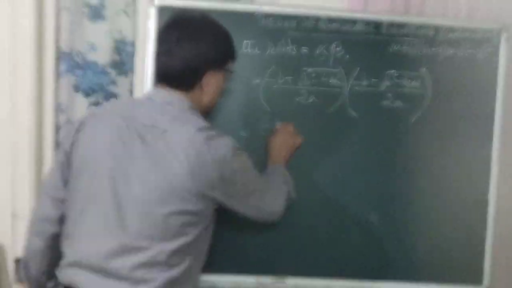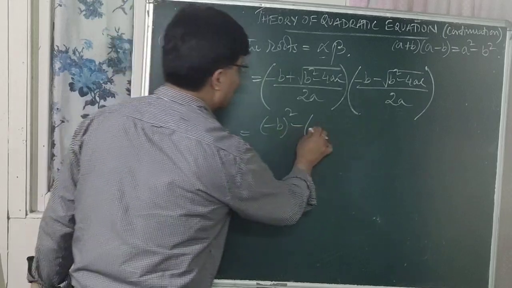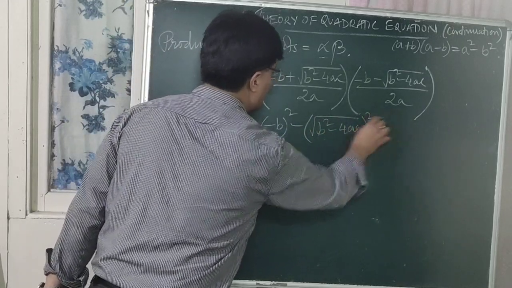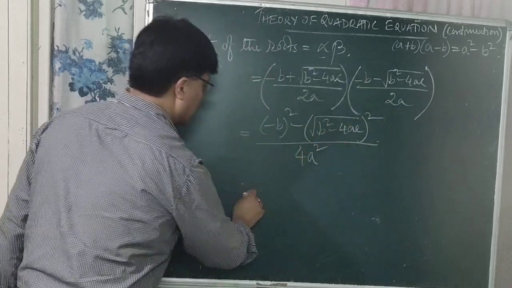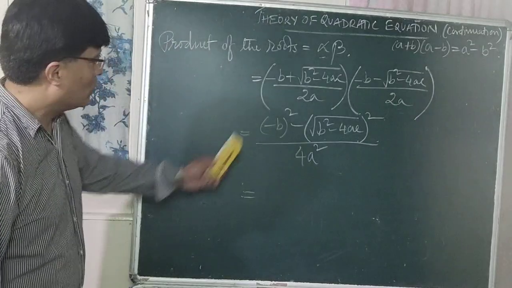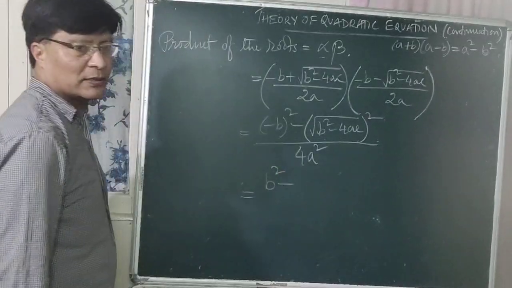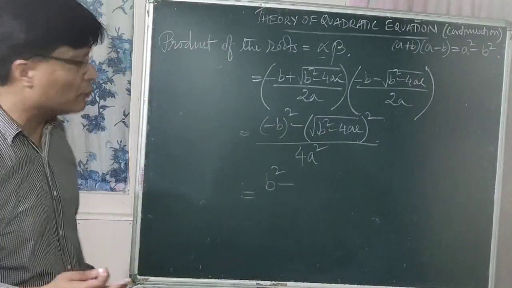So it is a whole square minus b whole square. Minus, what is b whole square? Root over b square minus 4ac whole square, whole divided by 2 into 2a is 4a square, which is equal to, what is minus b whole square? It is b square minus, now square root whole square. Square root will be removed, isn't it?